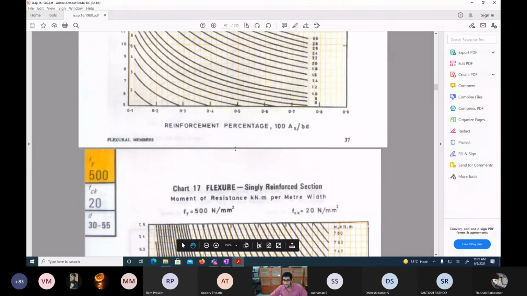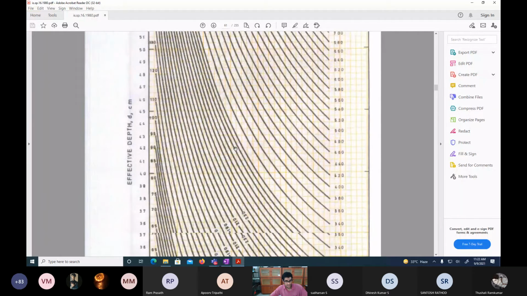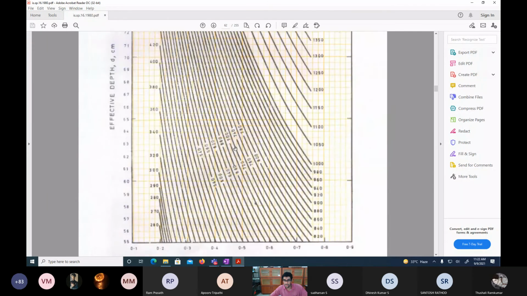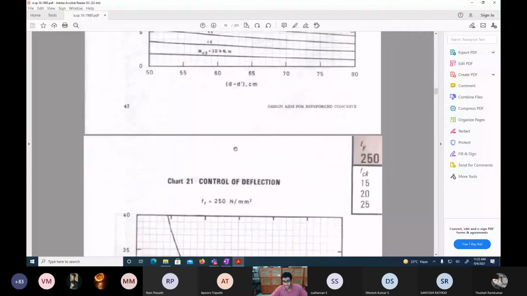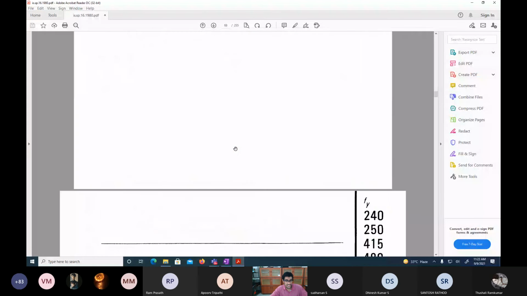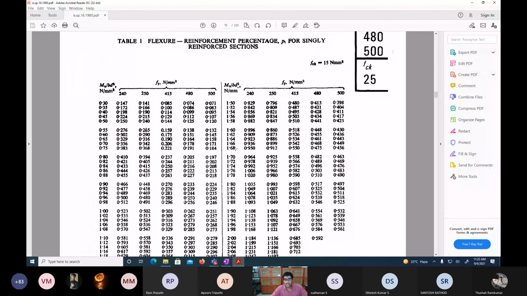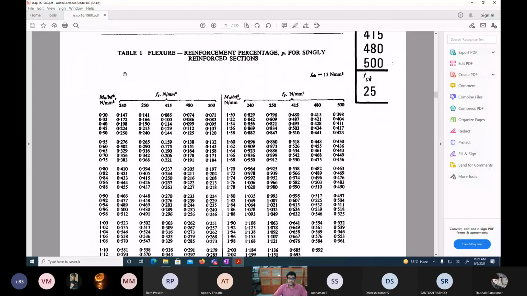The charts are available only till M20 grade, I suppose, or M25 grade. It's in fact only till M20. It's not there for higher grades of concrete. But for higher grades of concrete, you have the table. It's in terms of Mu by bd square and fy. These values inside the table give you the percentage of steel that you're supposed to provide.